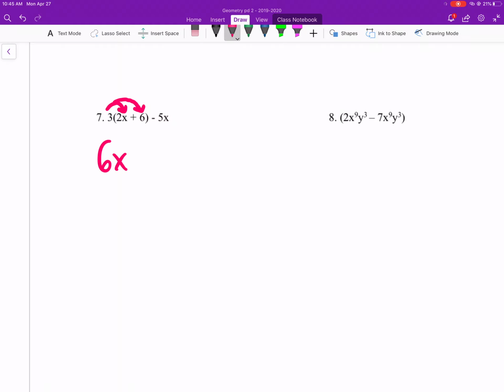Alright, and then 3 times a positive 6 is 18, so this would be plus 18. And then you still have that minus 5x at the end. We don't multiply by that minus 5x because that wasn't in the parentheses. Your like terms are 6x and negative 5x. 18 doesn't have any like terms with it, but combine those like terms now. 6x minus 5x is 1x, which should just be written as x. You could write the 1 in front if you'd like. Alright, so it would be x plus 18.